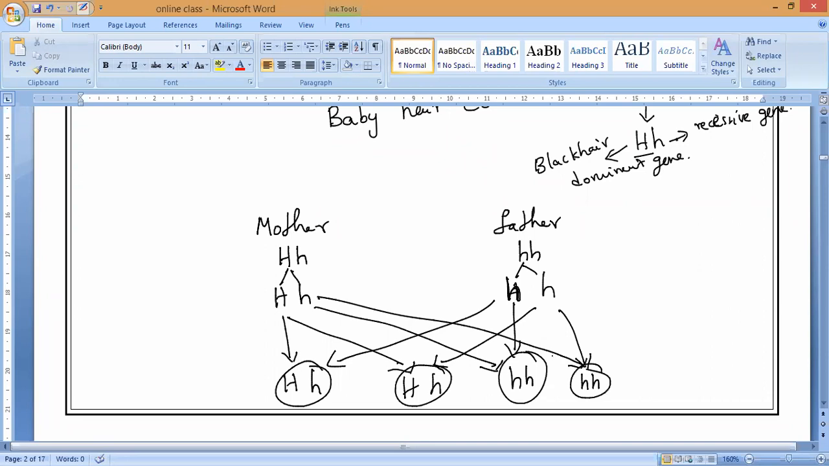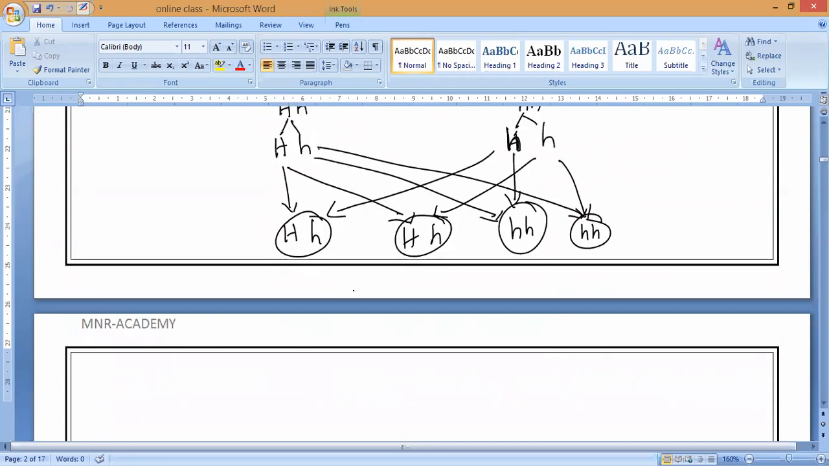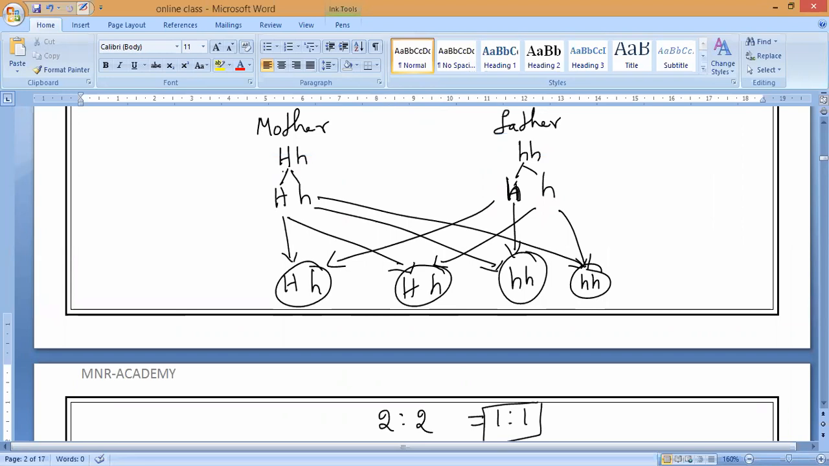Understand that? So in this case, not 3:1. What is happening? 2:2, which equals 1:1. Understand, Kevin? Yes, sir. So now we are considering, if the mother has genotype capital H and small h, she also has black hair only. Then the possibility is 1:1. Do you understand? So if both chromosomes are formed by small h and small h, the baby will get blonde hair. Do you understand, Kevin?